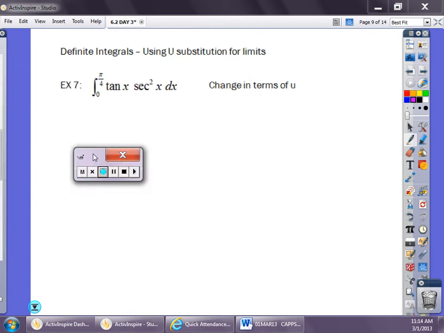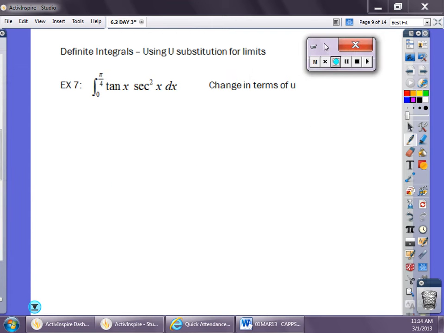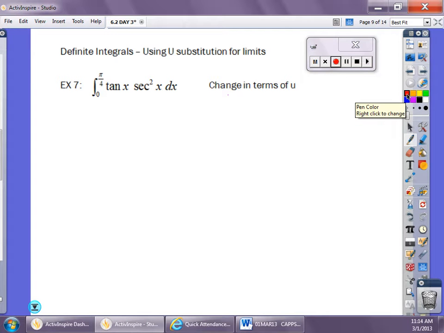Alright, so you're going to notice that there really isn't much difference in doing a substitution problem with a definite integral. There's going to be one little thing. We already did a problem like this a second ago, so what do we know the u is? Tangent. So we're going to write down our u as tangent of x. And we know it's going to work because its derivative is sitting here multiplied by the rest of the function. So here's what you're going to do.